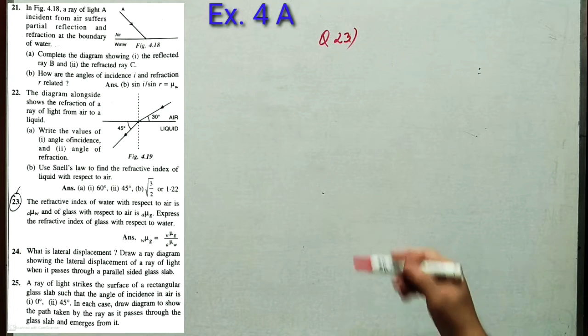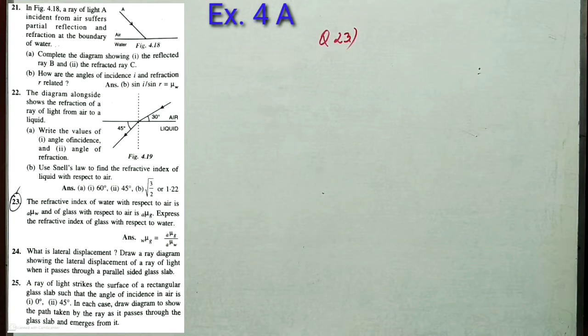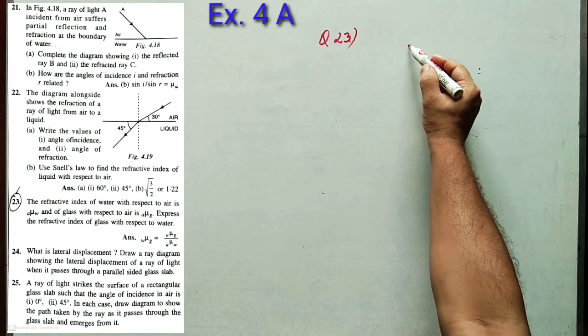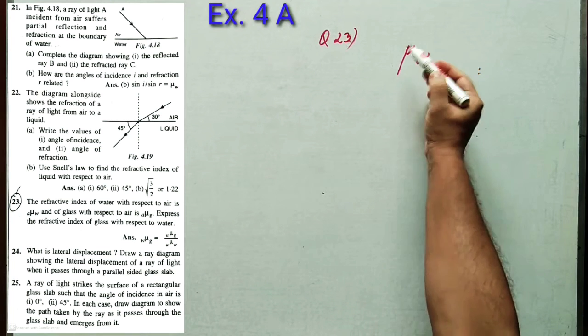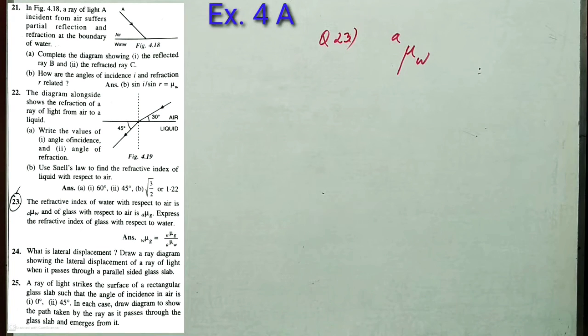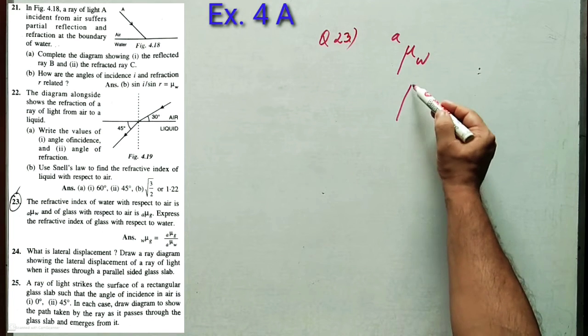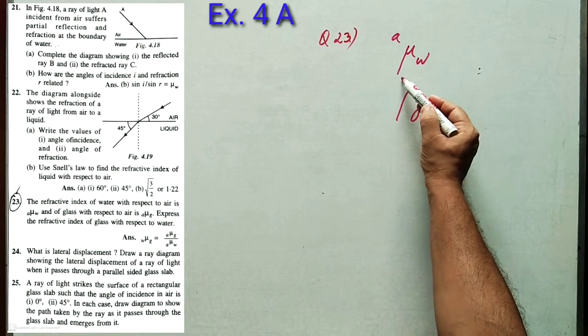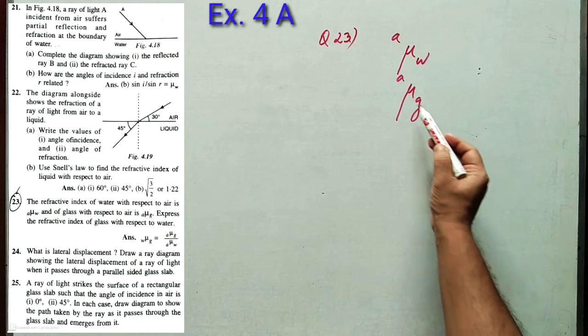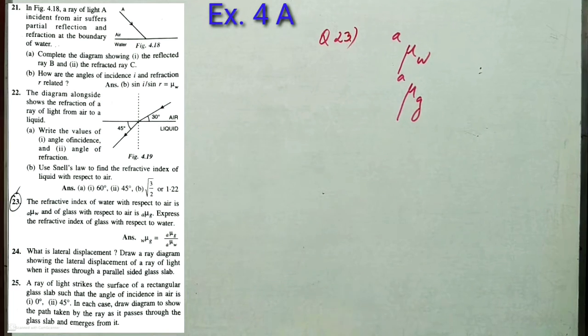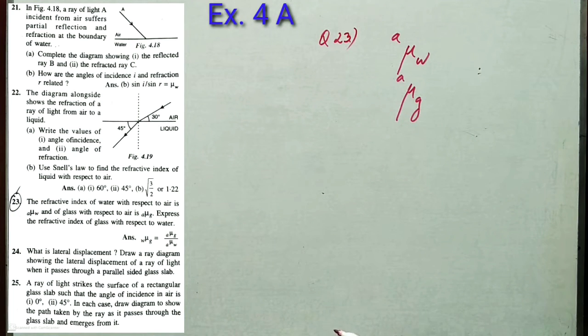Now consider the case of question number 23. The question states that the refractive index of water with respect to air is mu W, and the refractive index of glass with respect to air is mu G. How do you read it? Refractive index of glass with respect to air. It's given. Our task is to express the refractive index of glass with respect to water.